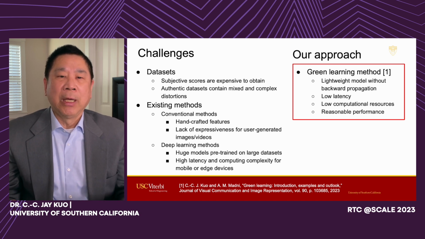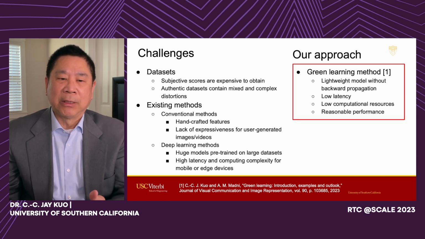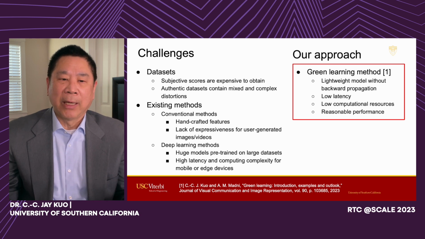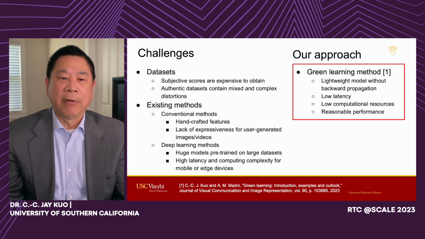So here we need to address two things. We want a very lightweight algorithm, much simpler than deep learning solutions. On the other hand, we still want good performance, a high prediction score, high correlation with the human score. So we are in the middle: we want it lightweight like the conventional methods, but with good performance like deep learning. It's a very challenging topic.